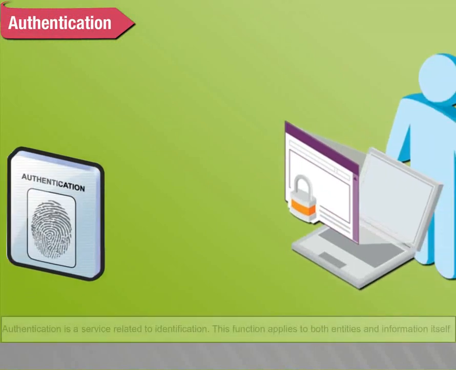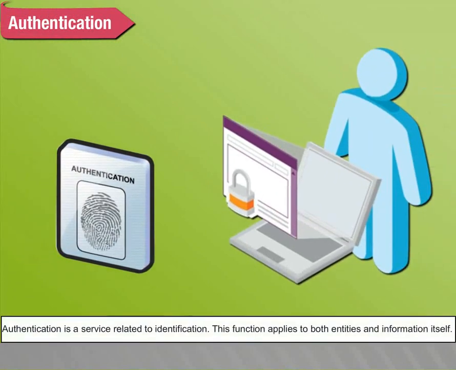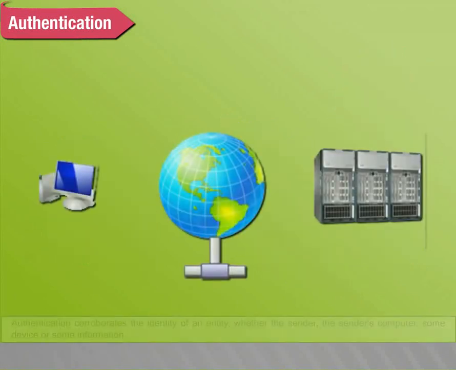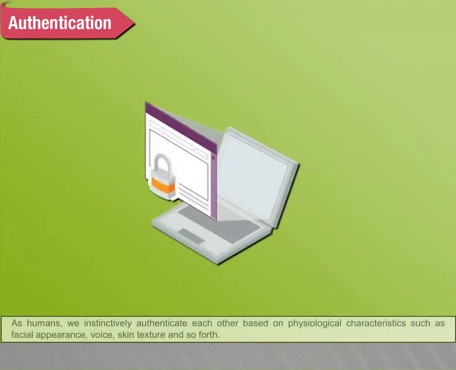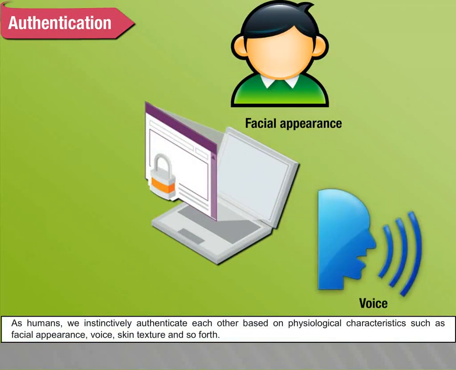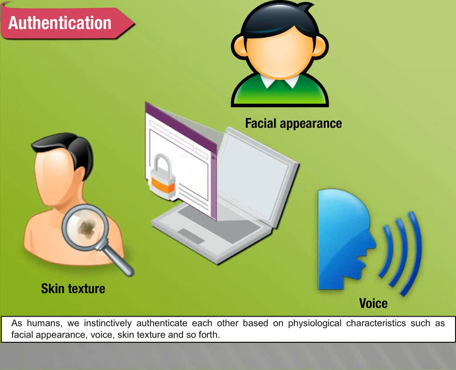Authentication. Authentication is a service related to identification. This function applies to both entities and information itself. Authentication corroborates the identity of an entity, whether the sender, the sender's computer, some device, or some information. As humans, we instinctively authenticate each other based on physiological characteristics such as facial appearance, voice, skin texture, and so forth.